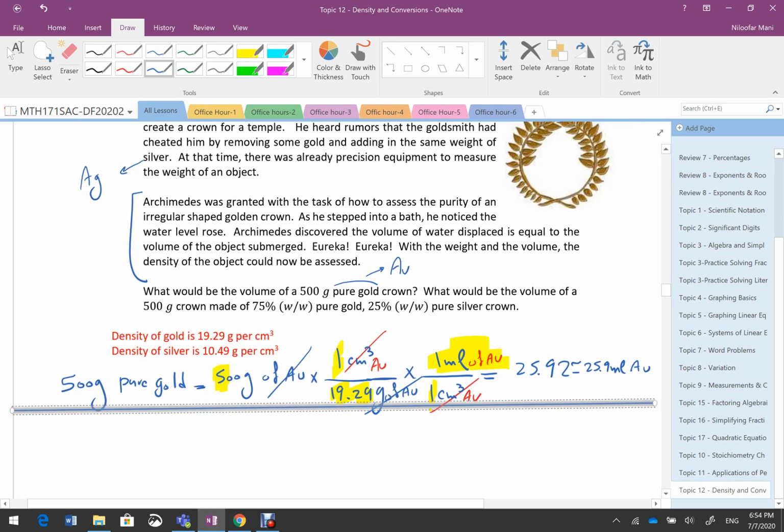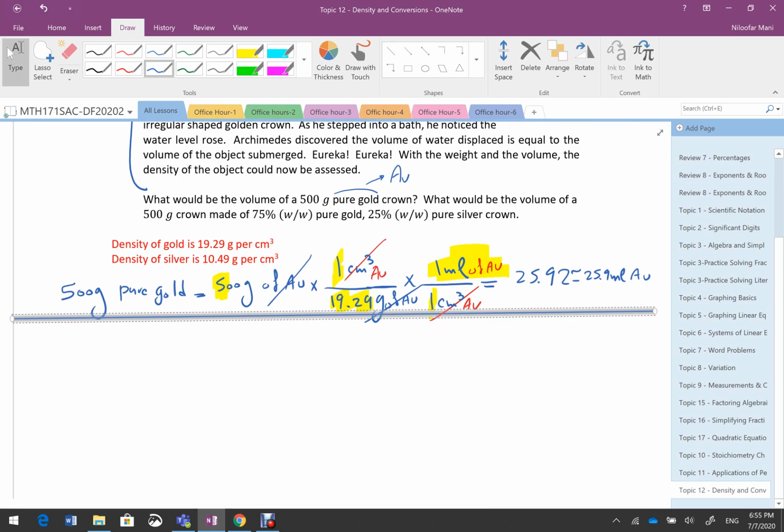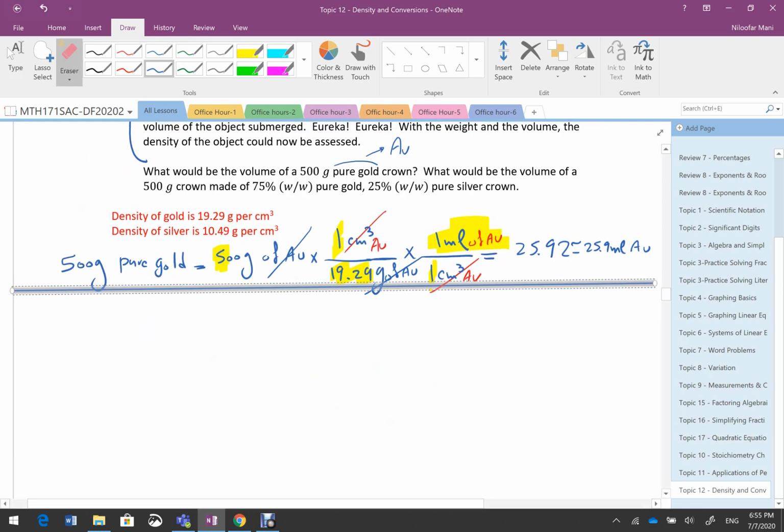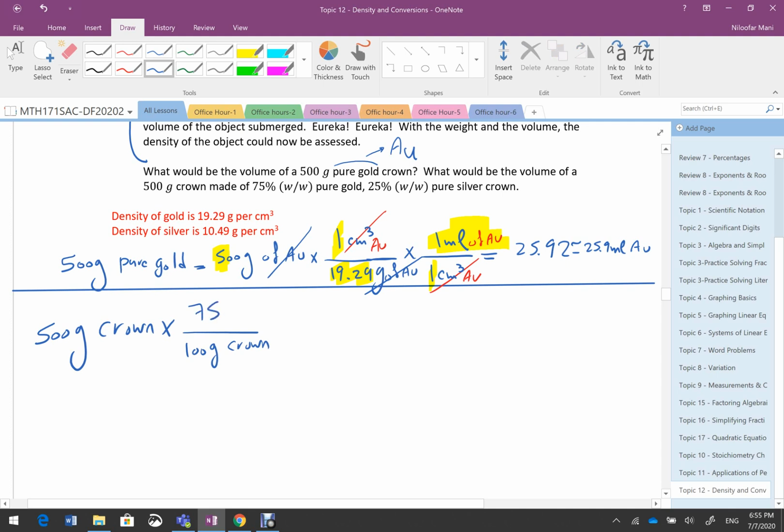How about if it's not pure gold? So we just assume, for example, 75% gold and 25% silver, Ag. So here I have to change this. The crown is 500 gram, and 75% is gold, so out of 100 gram of crown, 75% is gold. This is what we assume.